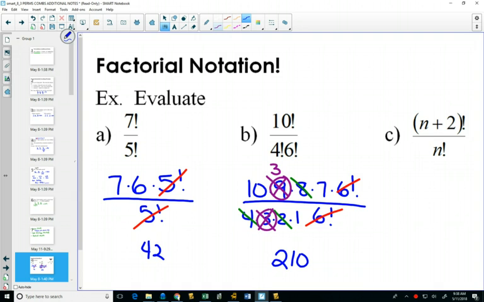And finally, in the last one, with algebra, you expand the bigger one. So the first thing you have to decide is what's bigger. N plus 2 is bigger. Expand, 1 less than n plus 2 is n plus 1, till you get to n factorial. And those cancel out.